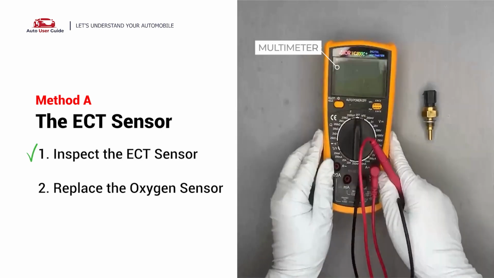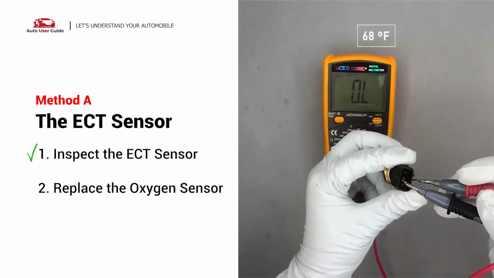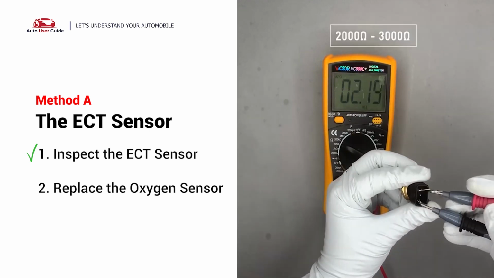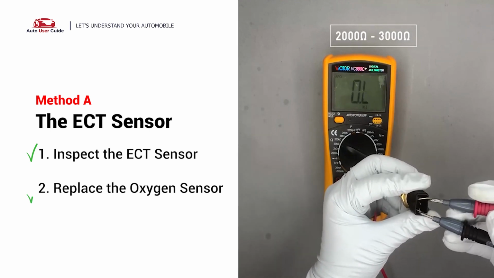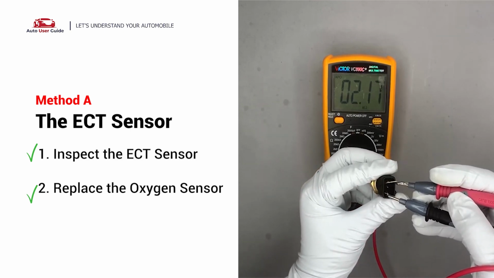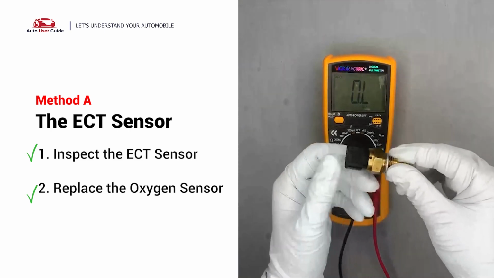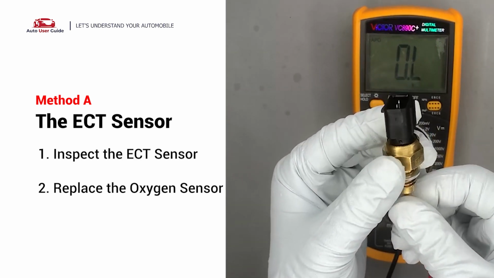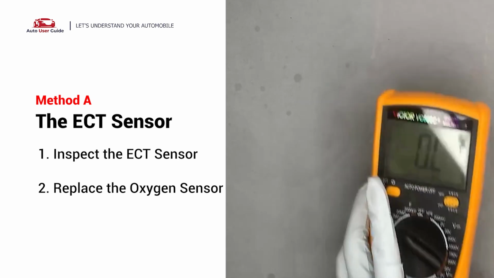Use a multimeter to test the ECT sensor at an ambient temperature of 68 degrees Fahrenheit. The sensor resistance should be between 2,000 ohms and 3,000 ohms. If you do not get a reading, this indicates that the ECT sensor is faulty and needs to be replaced. However, if the ECT sensor has a correct reading, then we will proceed to Method B.